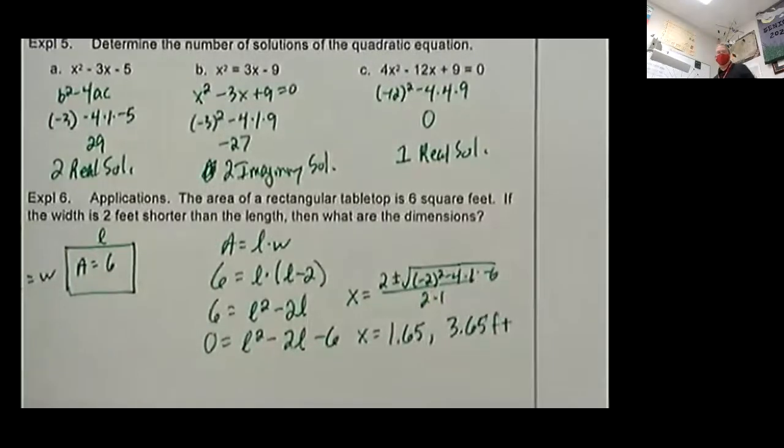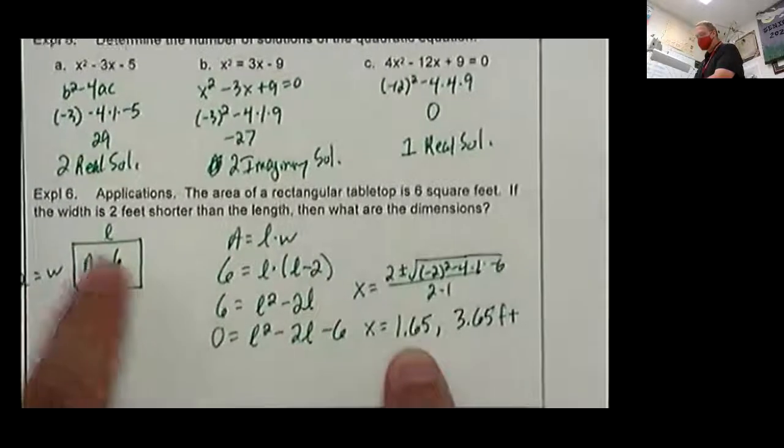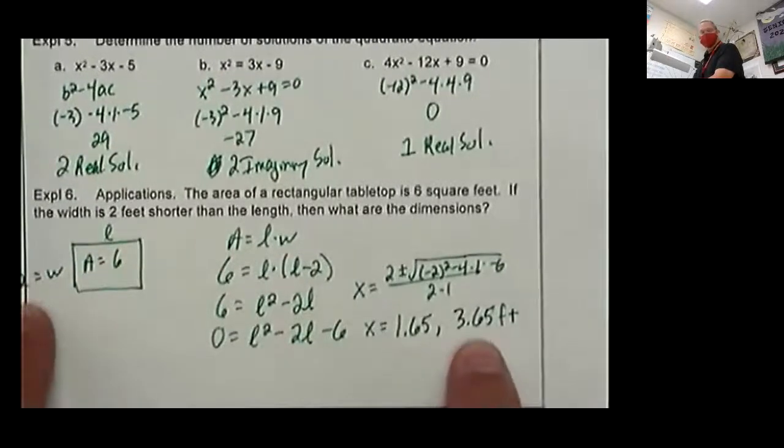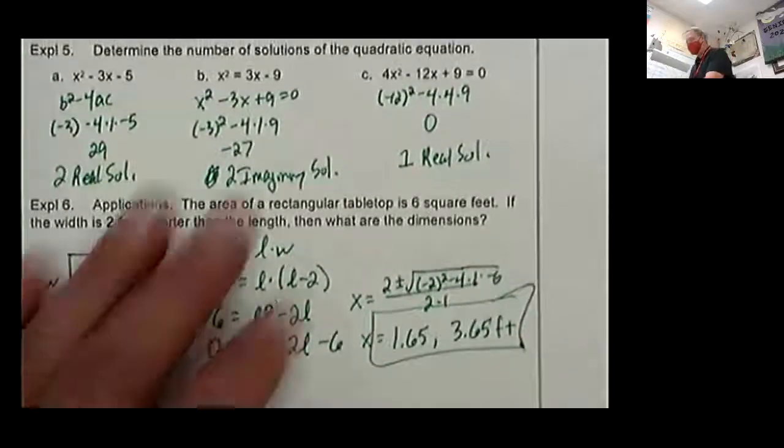It's a pretty small table. But that works because one side is 1.65. The other side is 2 feet longer, 3.65. Again, units on it because it is a word problem.